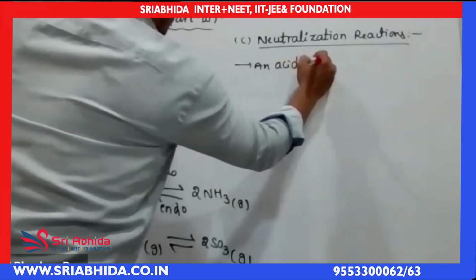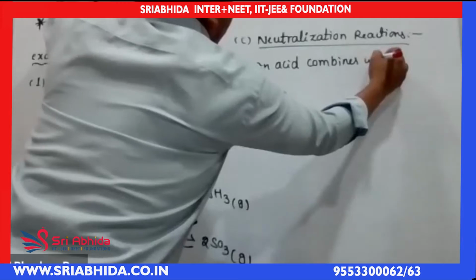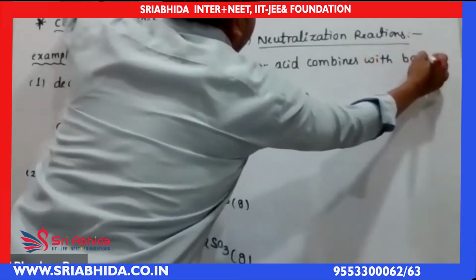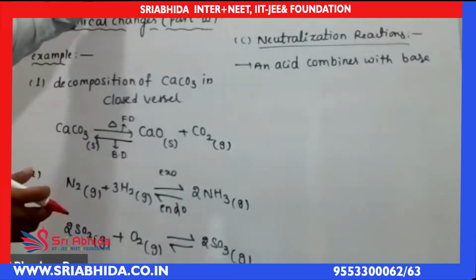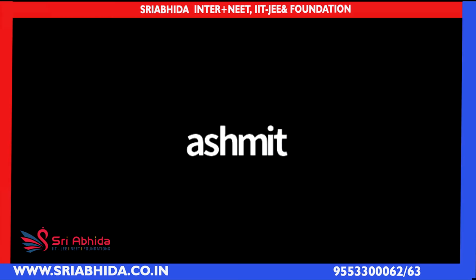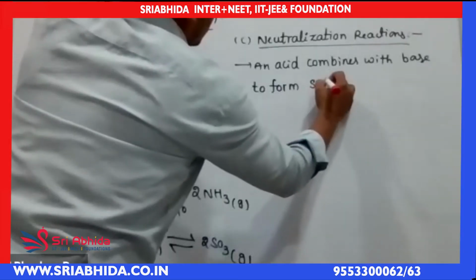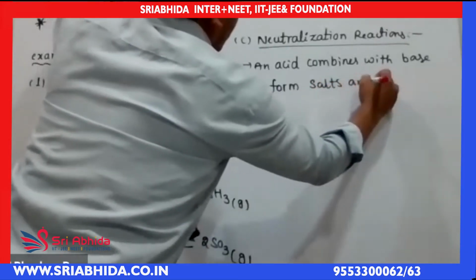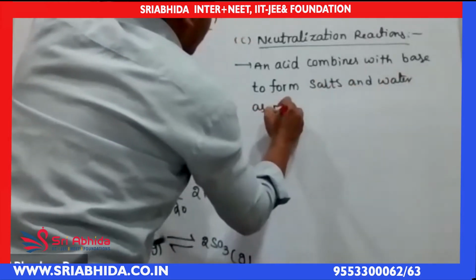An acid combines with a base to produce salt and water. The products are salts and water.